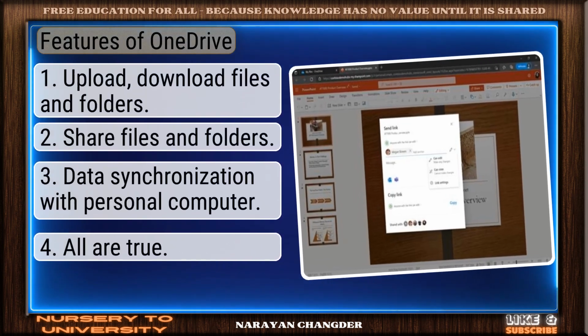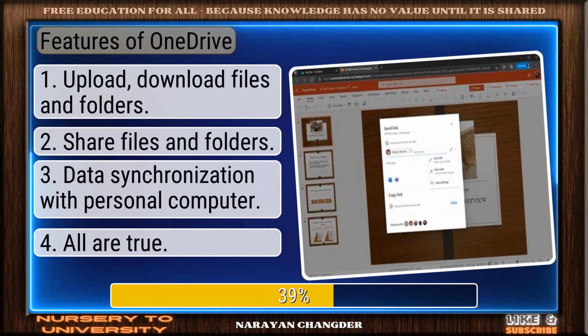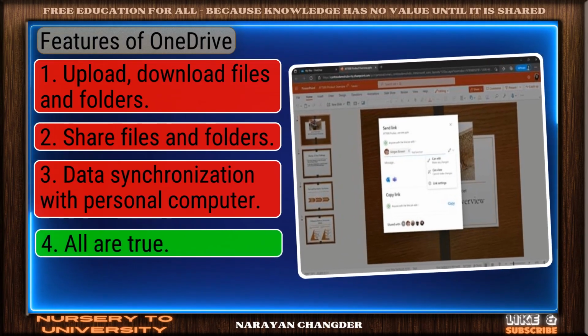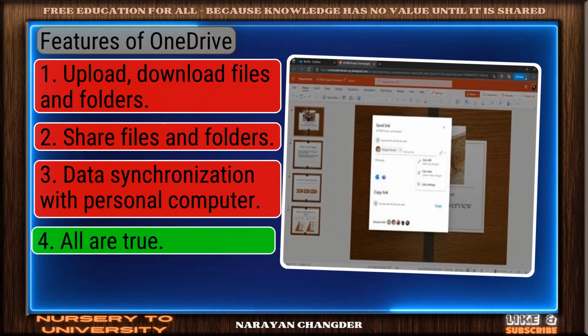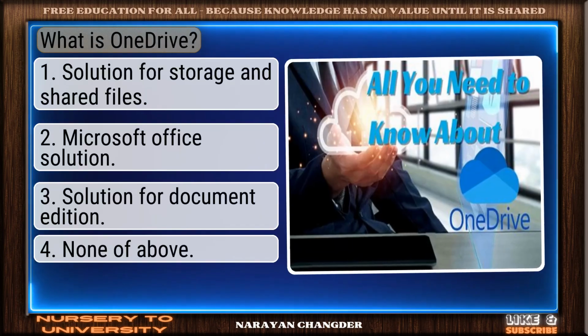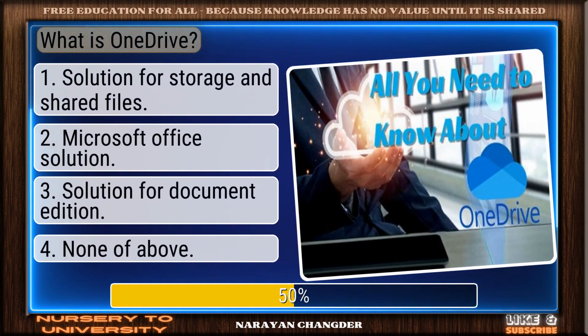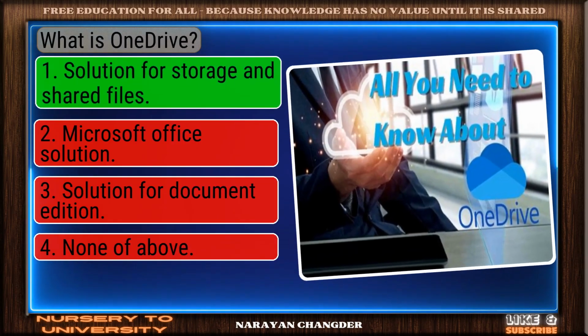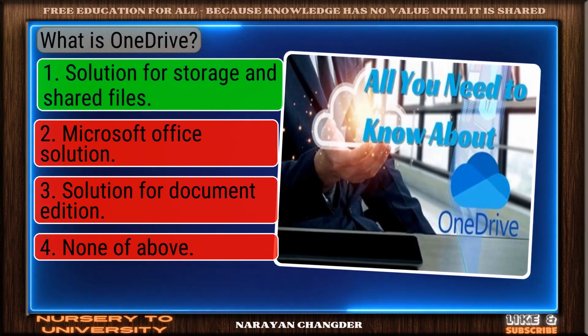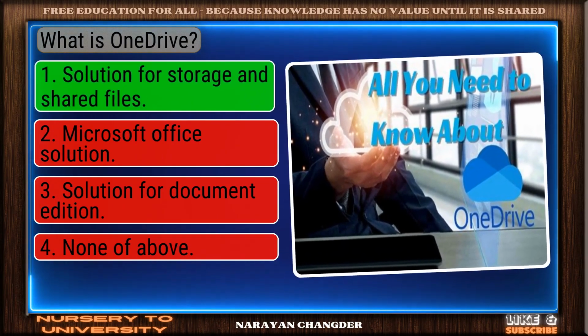Question number 79. Features of OneDrive. Sharp thinking. All are true is the right choice. Question number 80. What is OneDrive? Well done. Solution for storage and shared files is the right choice.